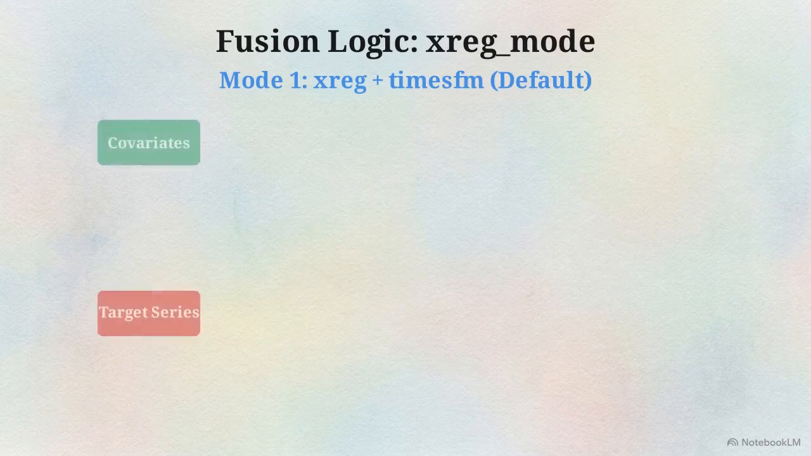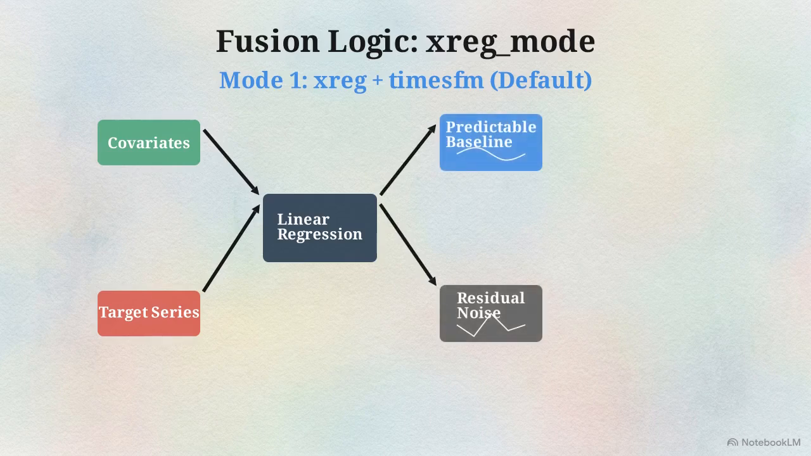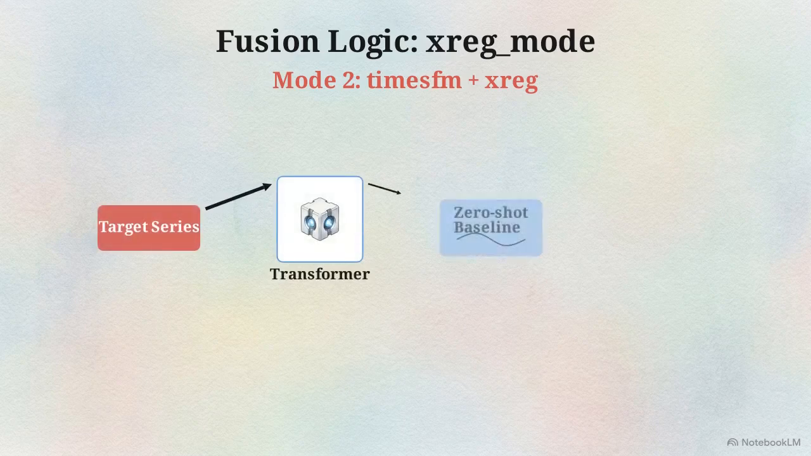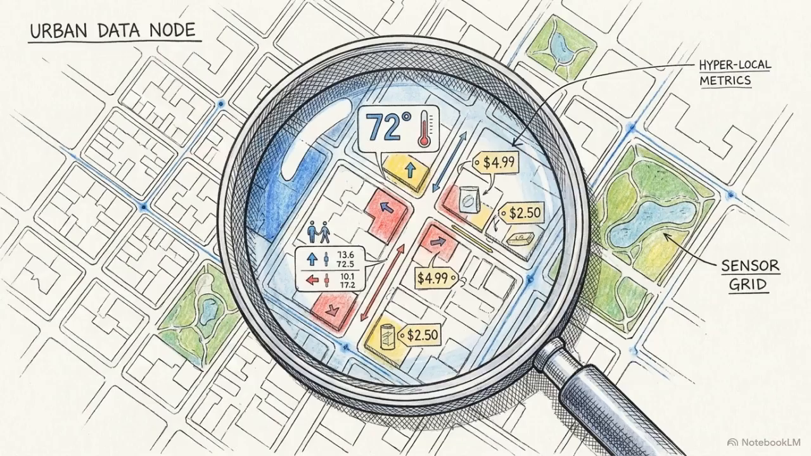In the default XREG plus TimesFM mode, a statistical regression model fits the covariates to the target series first. This isolates the impact of known variables, allowing the transformer architecture to focus its parameters on resolving remaining nonlinear residual noise. Alternatively, TimesFM plus XREG generates a zero-shot baseline first, which is then linearly adjusted based on the weight of the provided exogenous features. Proper XREG routing allows the foundation model to respect hyperlocal business logic without requiring a full retraining of the foundational weights.